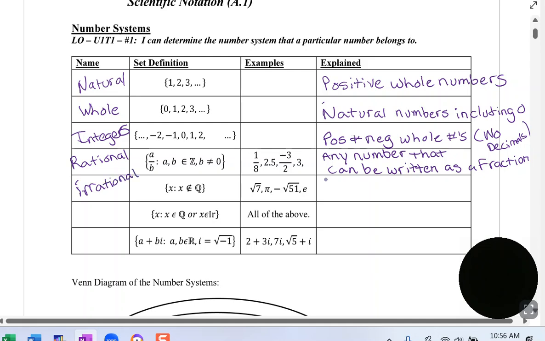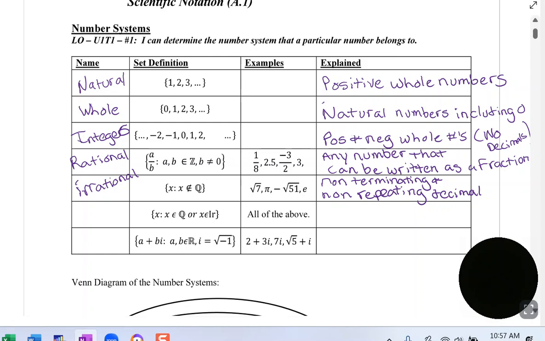And irrational basically is any non-terminating and non-repeating decimal. All right, so like pi is irrational because it's a non-terminating, non-repeating decimal. Also, any square root that's not a perfect square is an irrational number. If it's the square root of 16, then it would be a rational number because that's 4.